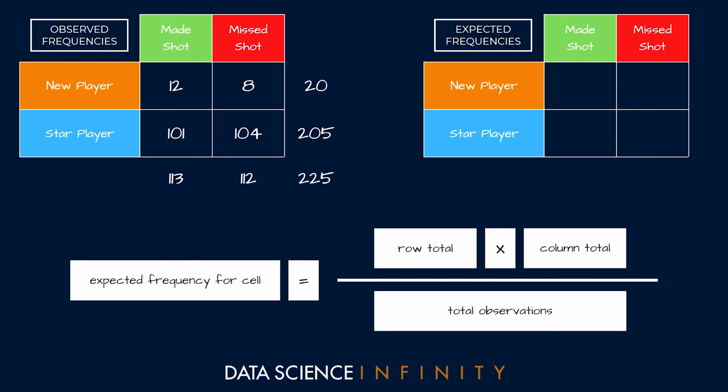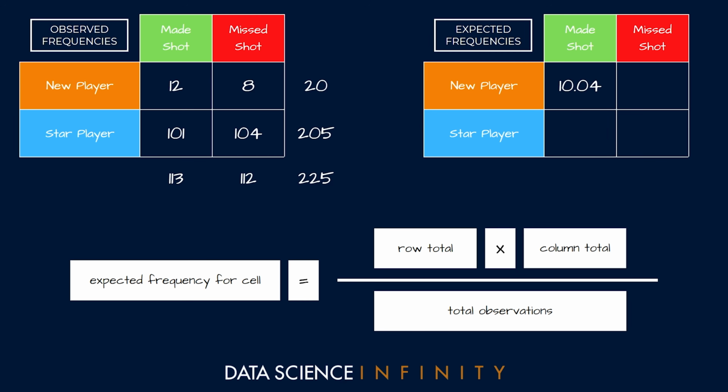So as an example, for the new player, the expected number of shots he would make is 20, the row total appropriate for this cell, multiplied by 113, the column total appropriate for this cell, all divided by 225, the overall total. And this equals 10.04. But what does this represent?